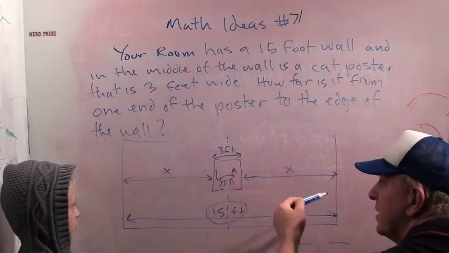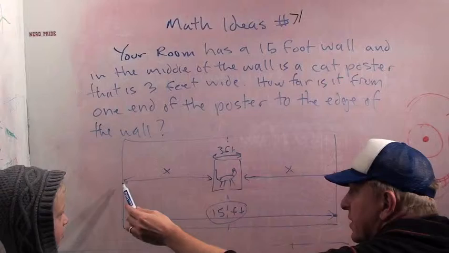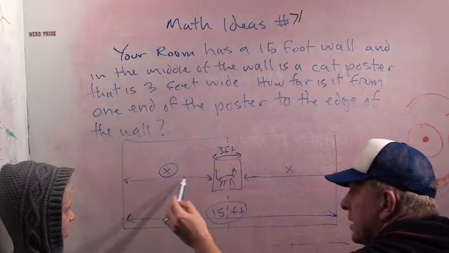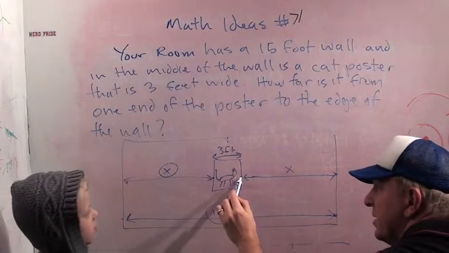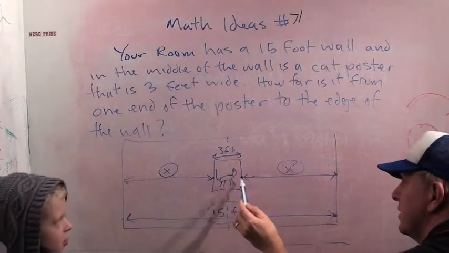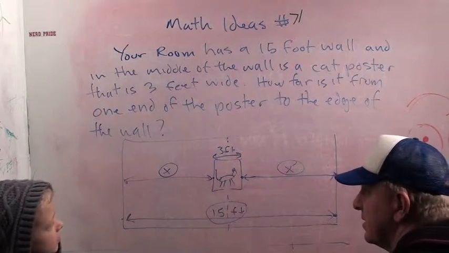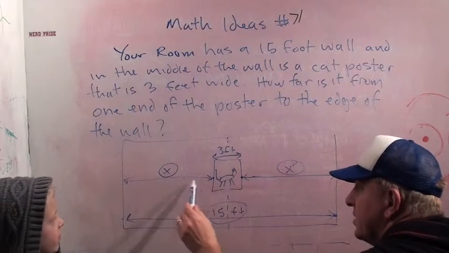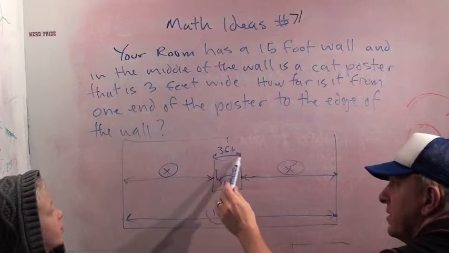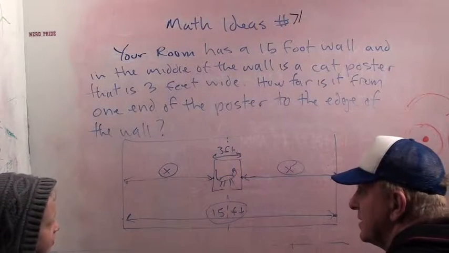What if I go this way? How far is this? When I go from here to here, how far do I go? You go X. And when I go from the edge of this poster to here, how far do I go? 3 feet. And when I go from here to here, how far do I go? You go X. So how far do I go when I go from here all the way to here? First I go X. Then I go 3. Then I go X. So how far is that? So it's gonna be 15 feet.